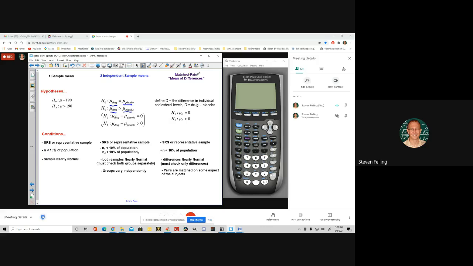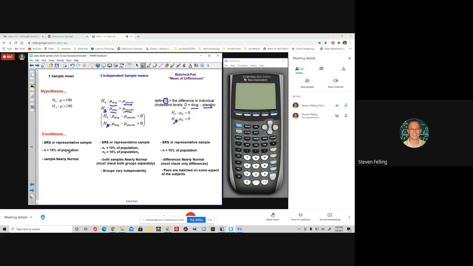But whenever you're doing a match pair test, you're required to always define the symbol D for difference and state what it is. D is equal to the drug minus the placebo for each individual pair, okay? And then that means that the null hypothesis, sorry, this should say HA here. The null hypothesis should just be the mean of those differences is equal to 0. And the alternate hypothesis would be the mean of those differences is some positive number, meaning the drug is better than the placebo. So 3 different forms of hypotheses.